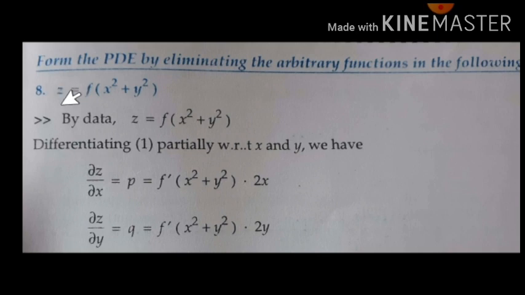So the function z will be given. Here f is an arbitrary function which we need to eliminate. Z is some function of x square plus y square. It means it may be any function like sine of x square plus y square, log of x square plus y square, or e to the power of x square plus y square, some function of x square plus y square. So we need to eliminate the function f.